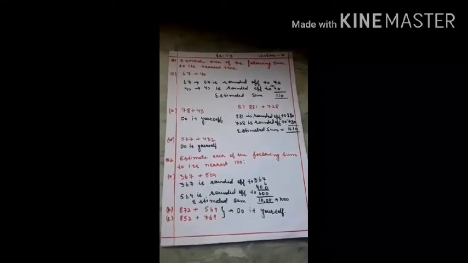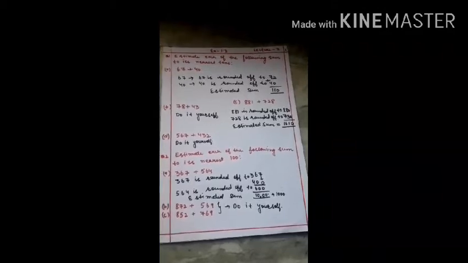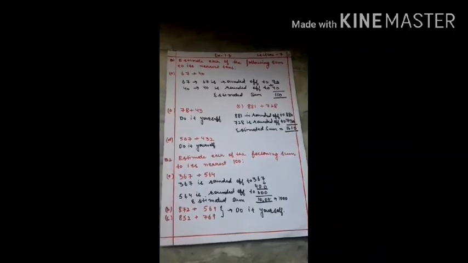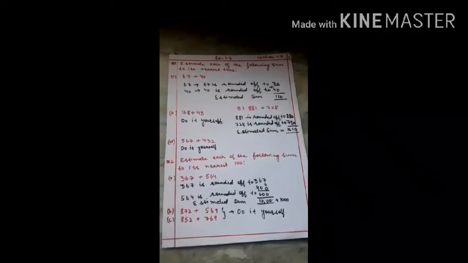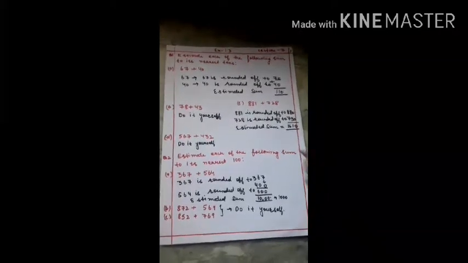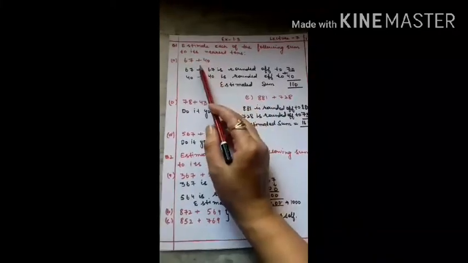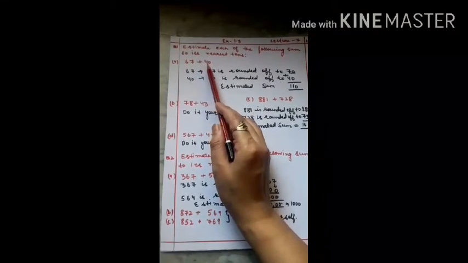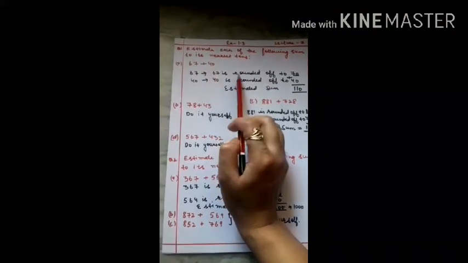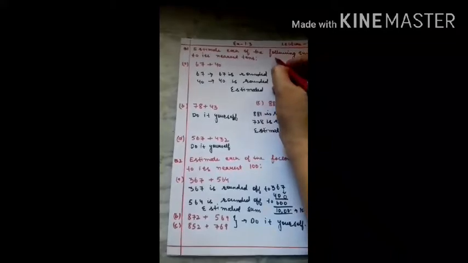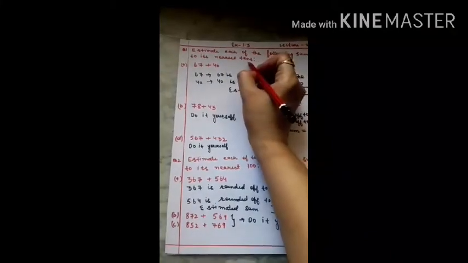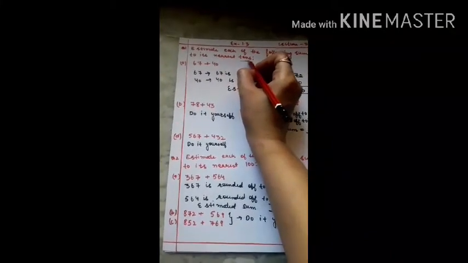Now the question arises, ma'am, what is estimation? Estimation is better rounding off. Those who are not aware of what rounding off is, I'll tell you. Class, this is 67 plus 40. Now you need to round it off.